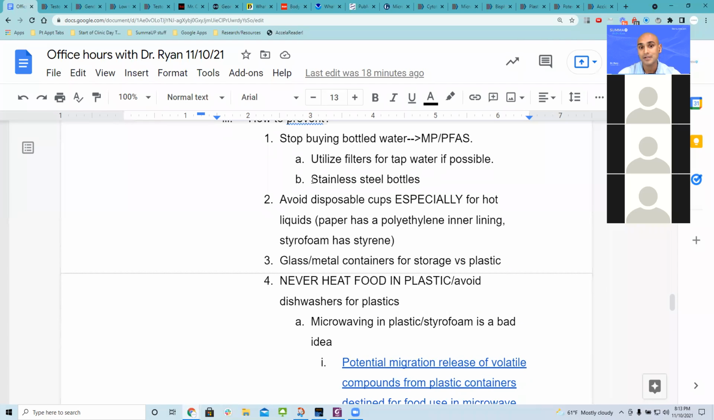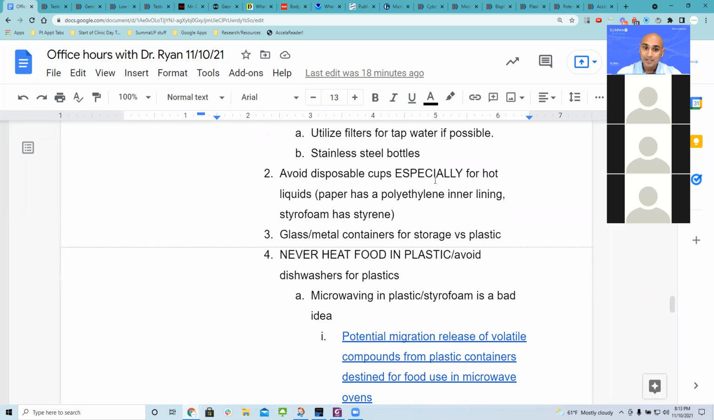try to use stainless steel bottles instead of typical plastic bottles, like the Nalgene bottles being very popular. I've just resorted to glass or steel if you can. Avoid disposable cups, especially for hot liquids. It seems that when you heat up these plastics, more of the microplastic and nanoplastic particles dissolve in your solution. And something to be aware of is paper cups tend to have a polyethylene inner lining. So you may think you're safe with paper, but you're actually not. You definitely don't use styrofoam.